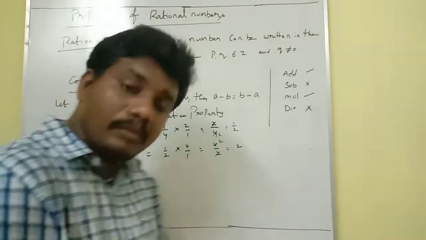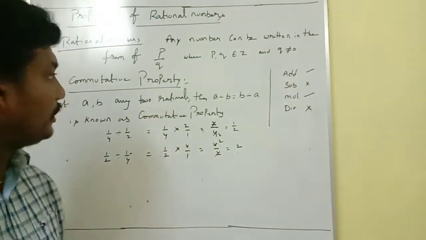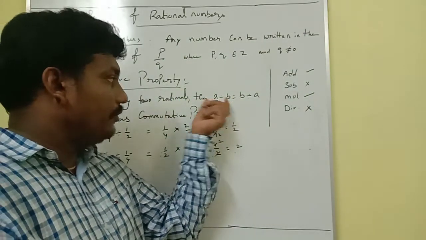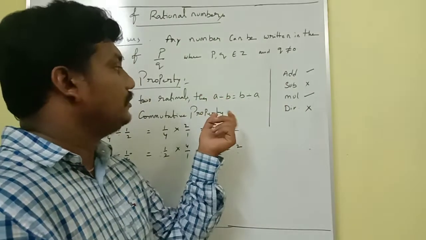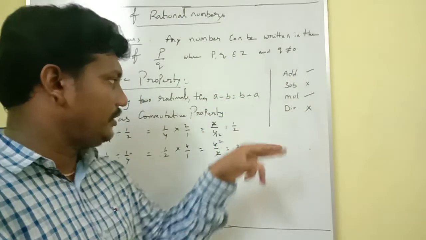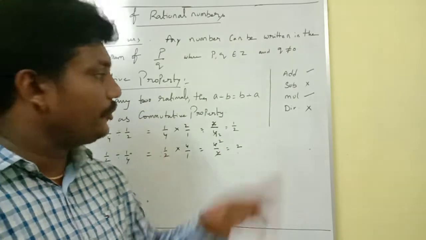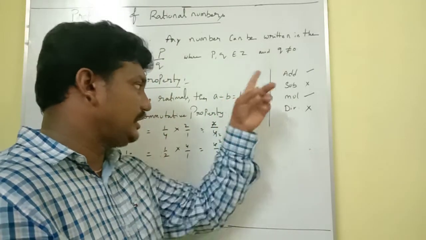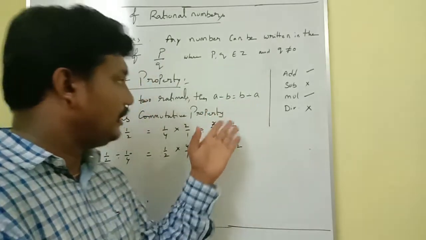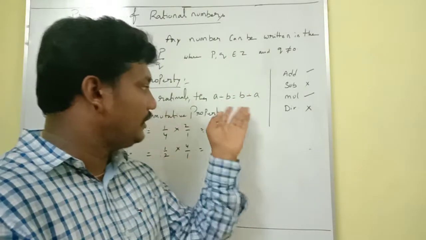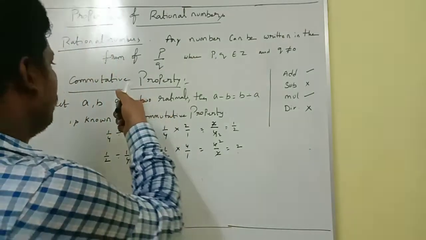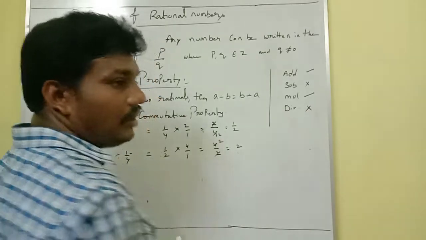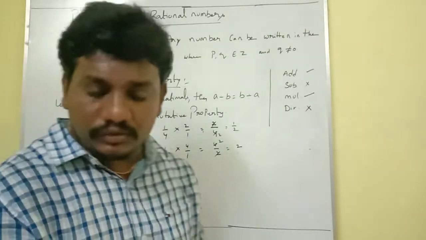So what is the commutative property? What do we understand from it? The commutative property is nothing but this: if we do one operation, either addition, subtraction, multiplication or division, between any two numbers, and we interchange the numbers with the same operation, if we get the same answer then it is suitable. If we do not get the same answer, then it is not suitable. So under the commutative property, addition and multiplication are suitable; subtraction and division are not suitable. I hope you understand.